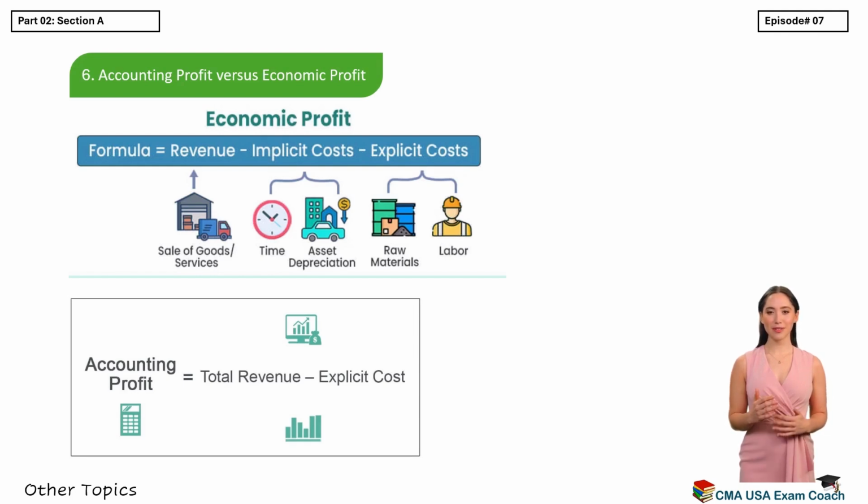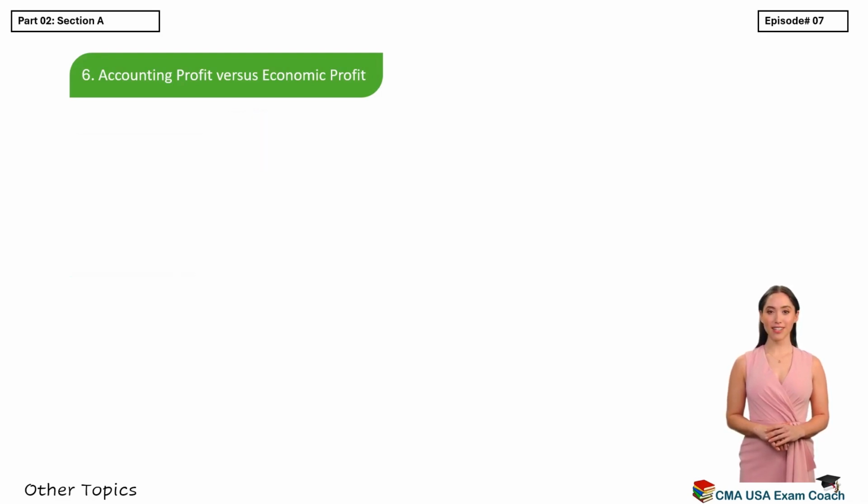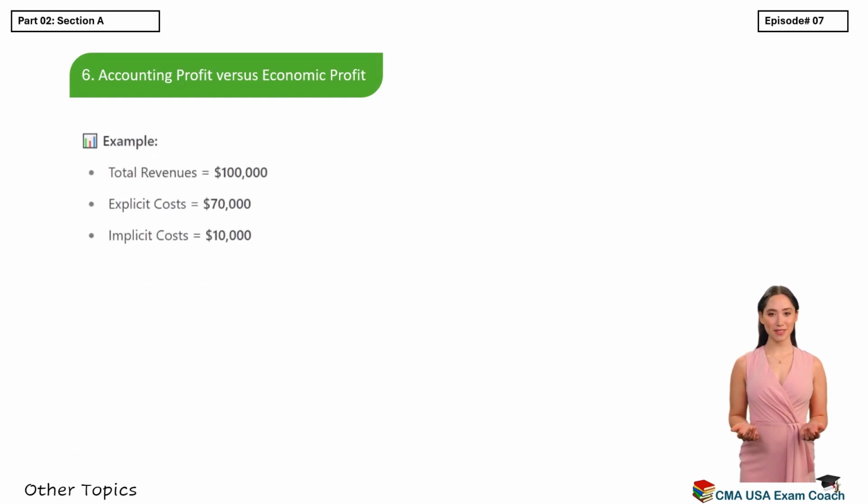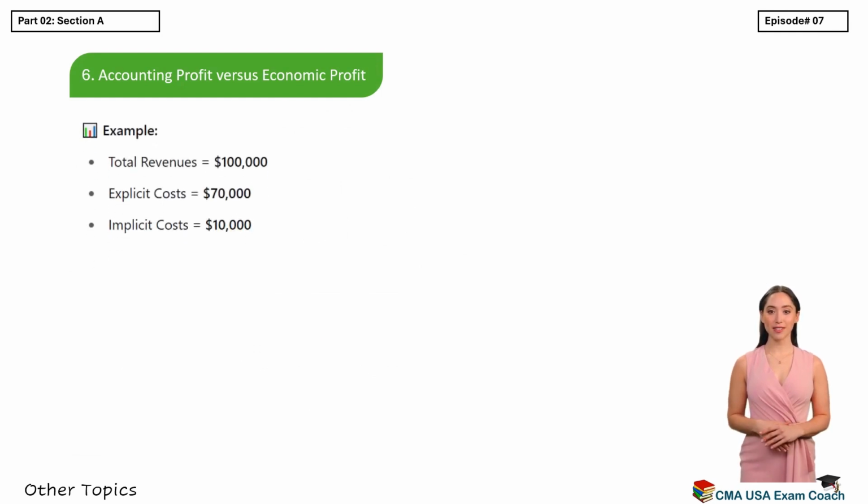Let's see a simple example. Suppose a business earns total revenues of $100,000. Explicit costs such as rent, salaries, and materials amount to $70,000. First, calculate accounting profit. $100,000 minus $70,000 equals $30,000.